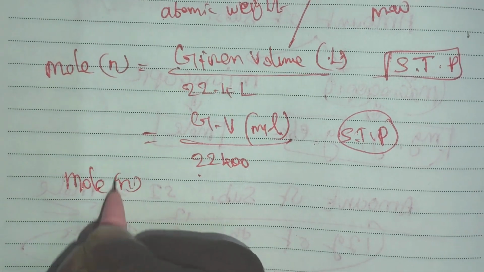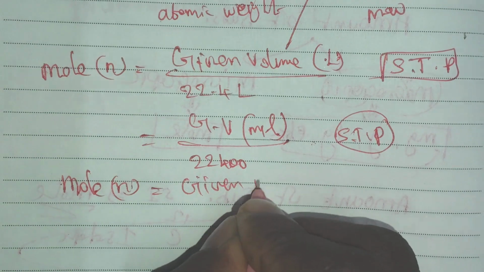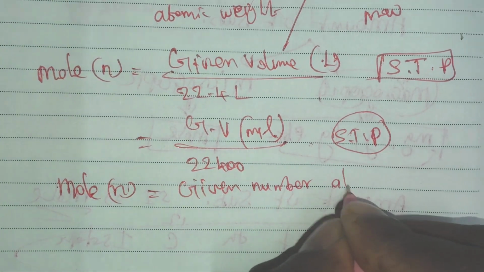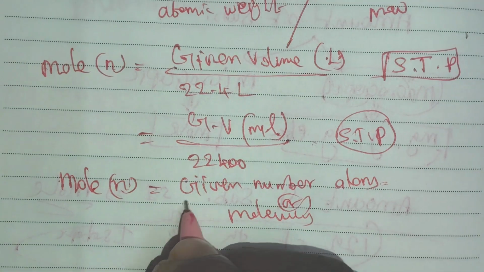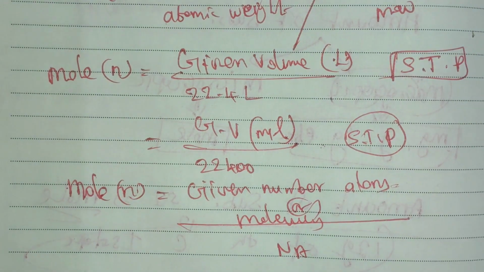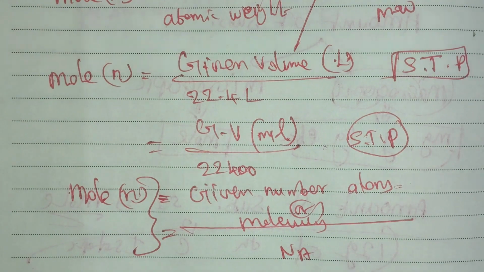Next, the mole n is equal to the given number of atoms or molecules divided by the Avogadro number. This is also the mole. So this is one more formula used for finding the mole.